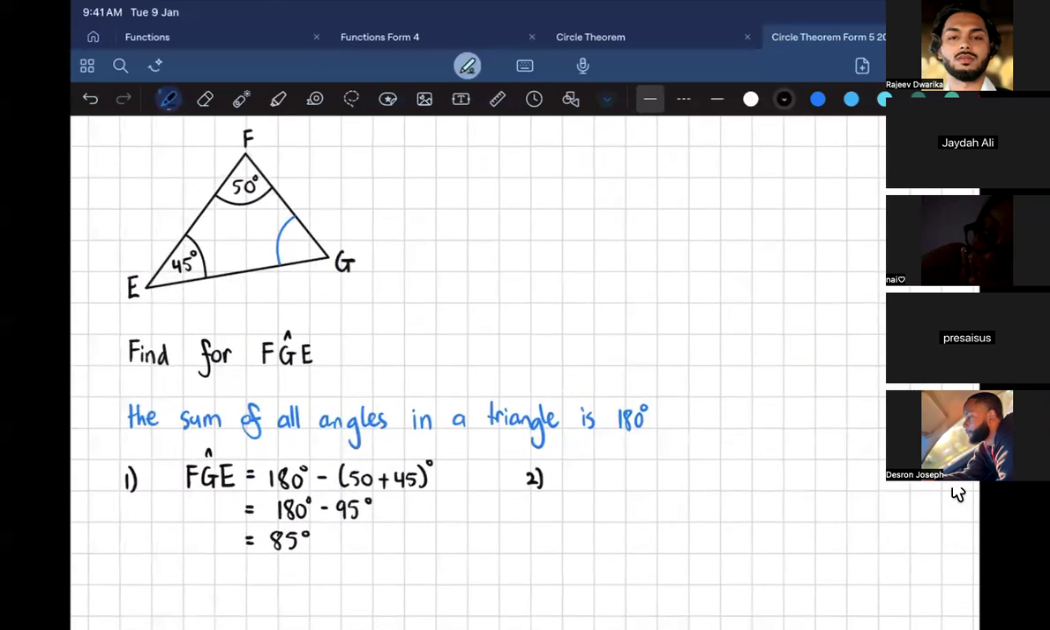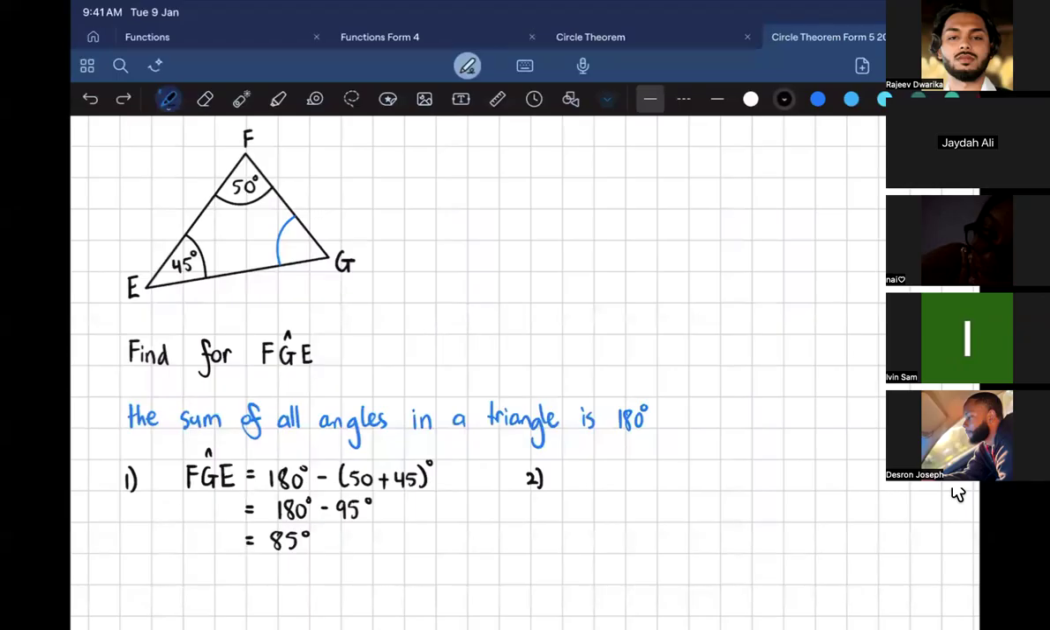Was there anybody that didn't understand that method? Sky, you understand what I did? Now some of you might add the 50 and the 45 separately and then put it over here. That's fine.